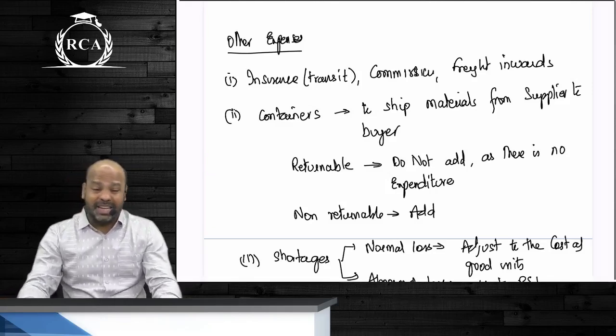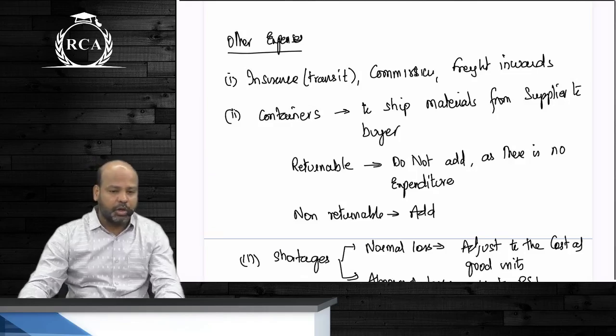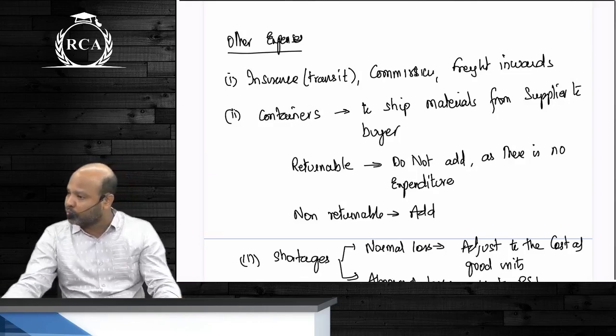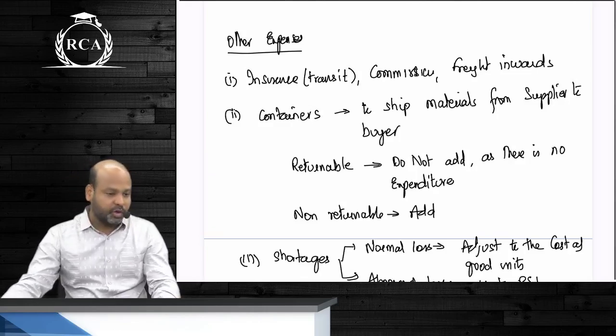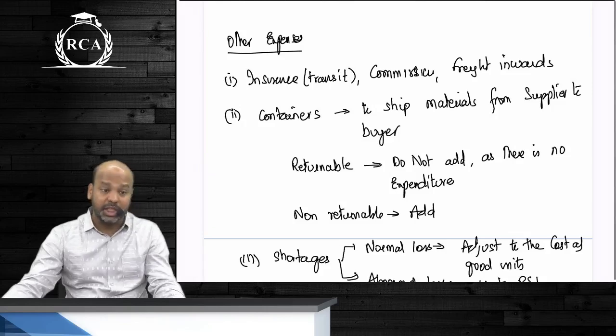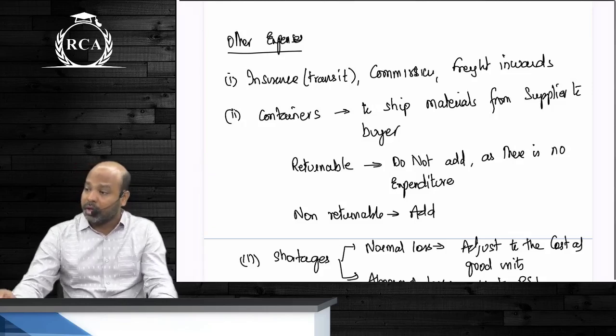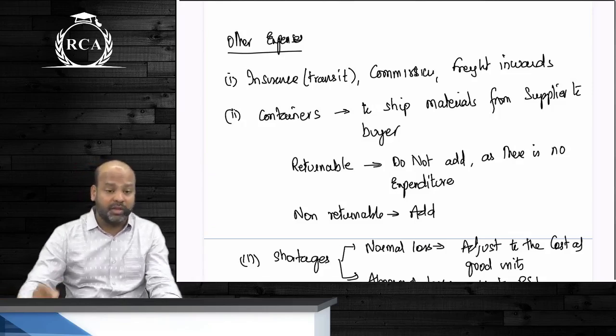As far as containers are concerned, I said check if they are returnable or non-returnable. If it's a returnable container, obviously you do not have to add it to the cost of materials because you do not have to bear the expenditure. If it's a non-returnable container, you should be adding it to the cost of materials. Under returnable container also, you have to check if there is any loss of value.